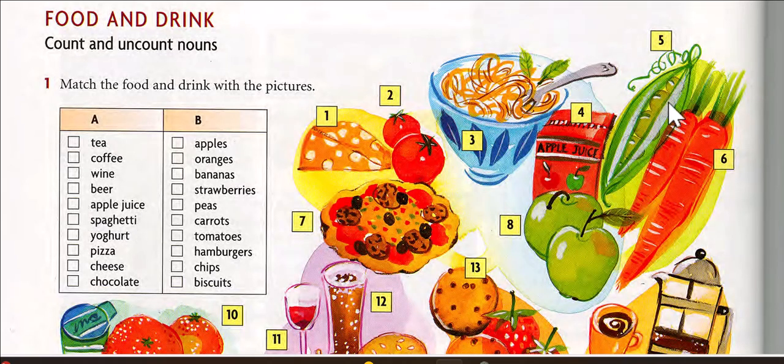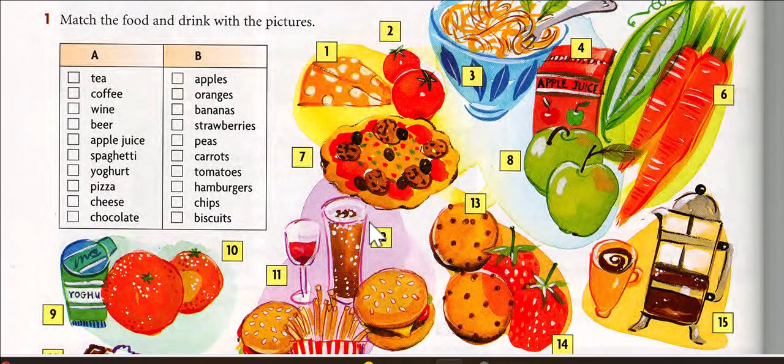And number five is peas. Number five, here you have to write number five. And number six, carrots. Number six. And number seven is easy to understand. Number seven is pizza. So you have to write here number seven. And number eight, apples. So here you have to write apples. And then number nine, it's already written yogurt. So number nine is yogurt. Number 10, oranges. Number 11 is wine. And number 12, beer.